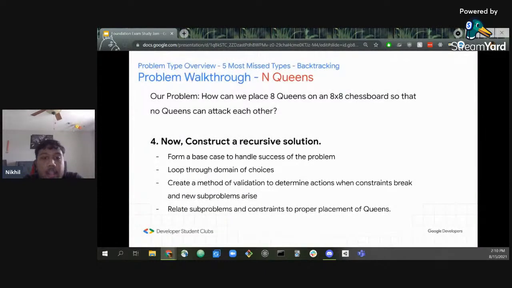Now you can create a recursive solution to outline the subproblem, and the recursive solution will solve the subproblems in order to move towards solving the main problem. This is done by relating the main goal to the subproblem using the domain of choices and whatever constraints you set for the subproblem. The solution will keep solving until there are no more subproblems left and the goal is reached. Next slide.